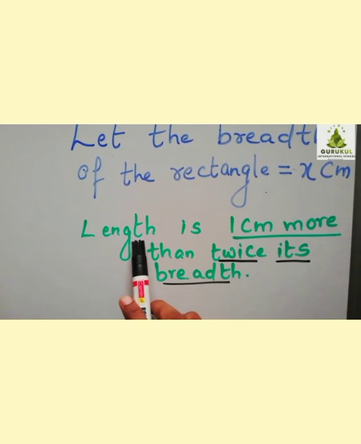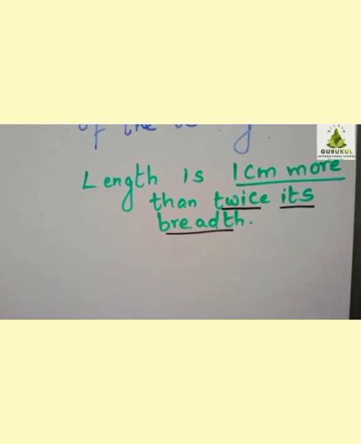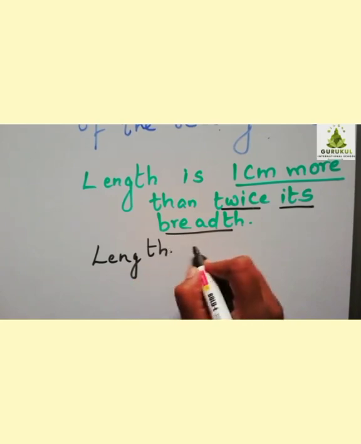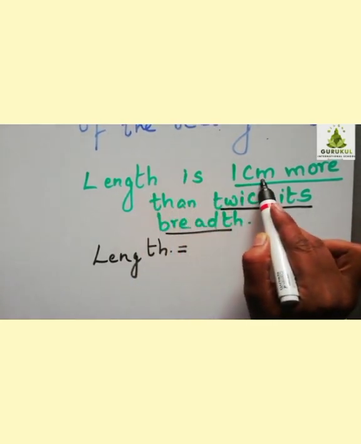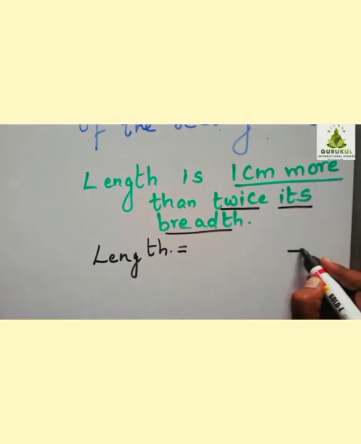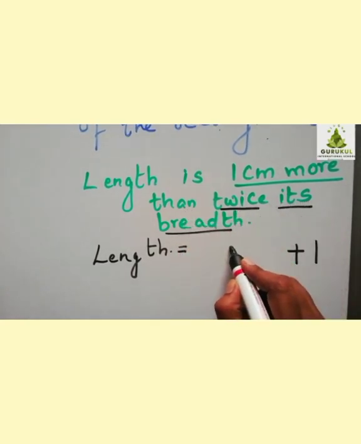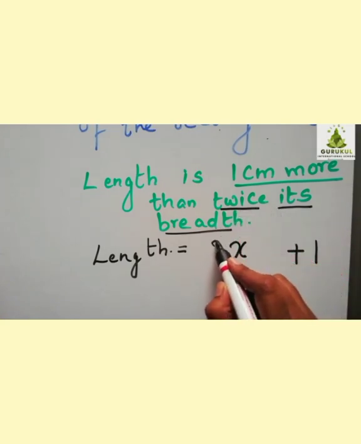Now see this sentence, length is 1 centimeter more than twice its breadth. How to form the equation for the length of the rectangle? Length is equal to, now see here, 1 centimeter more. More means plus. How much more? 1 centimeter more than twice its breadth. Breadth is x, so twice its breadth means 2x.